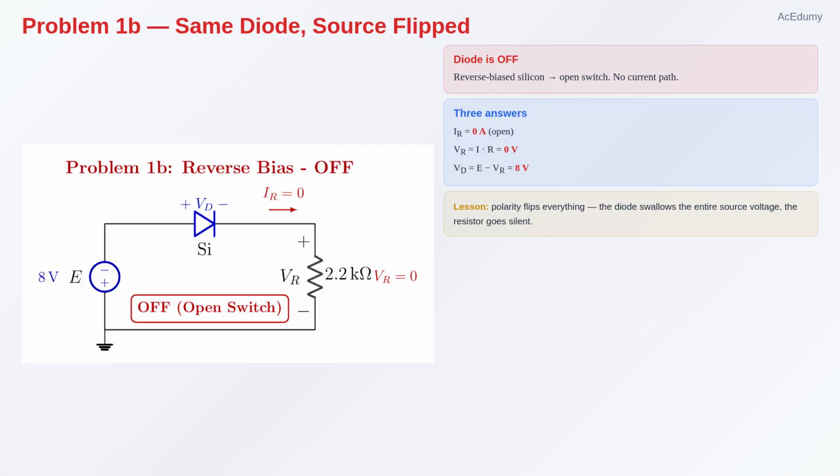Notice the lesson here. Just by flipping the source, everything changed. The diode went from on to off. The resistor went from active to dead, and the diode went from a tiny 0.7 volt drop to swallowing the entire 8 volts. This is why polarity matters so much in real circuits.